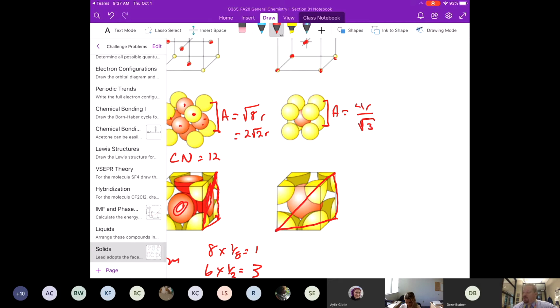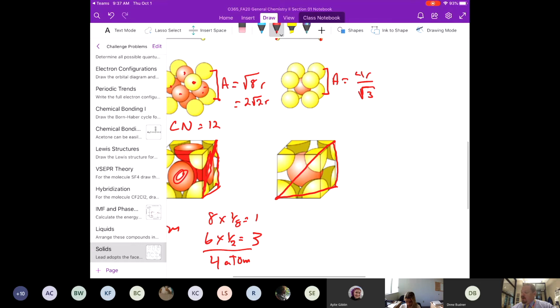Again, if you want to go through that math, we can, but it's Thursday, so we're just going to trust me when I say that the length of the side is 4r over the square root of 3. Right? If we go to see how many atoms are inside this box, we still have 8 at the corners, total of 1. Now we have this 1 completely inside. So this has a total of 2 atoms worth of material inside the box.